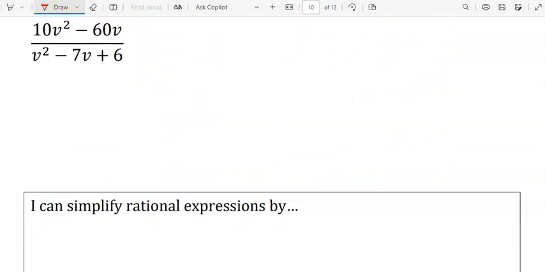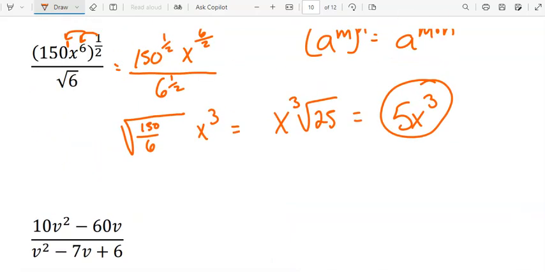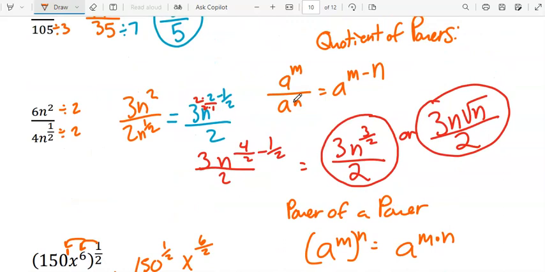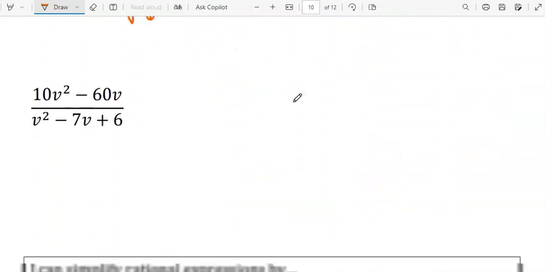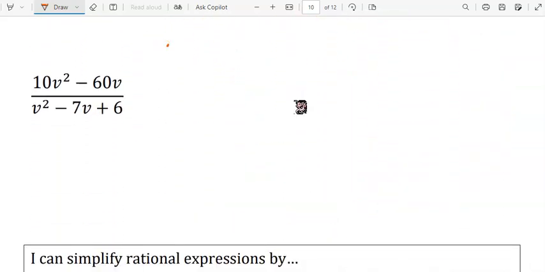Let's look at this one. We have 10v squared minus 60v all over v squared minus 7v plus 6. So instead of using our law of exponent properties, on this one we're going to factor it. We have factored the numerator by taking out the GCF, and the GCF is 10v. So we're left with v minus 6 on the inside.